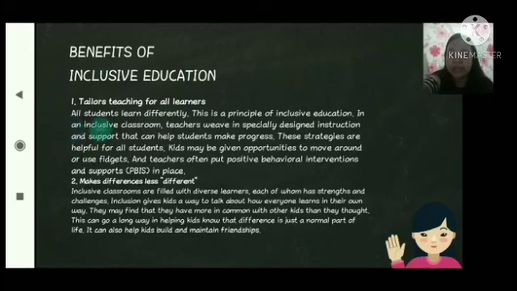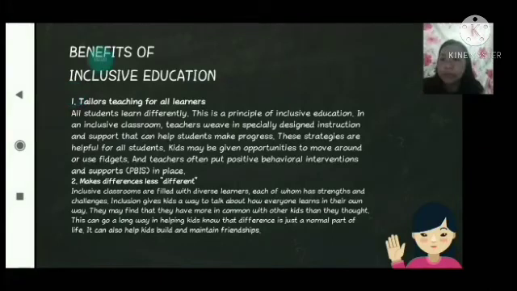PBIS, in place. So, sinasabi dito sa number one na ang mga estudyante ay natututo sa iba't ibang paraan at ang teacher ay may malaking goal para sa estudyante para sa kanilang progress at mabuild sila ng maayos.